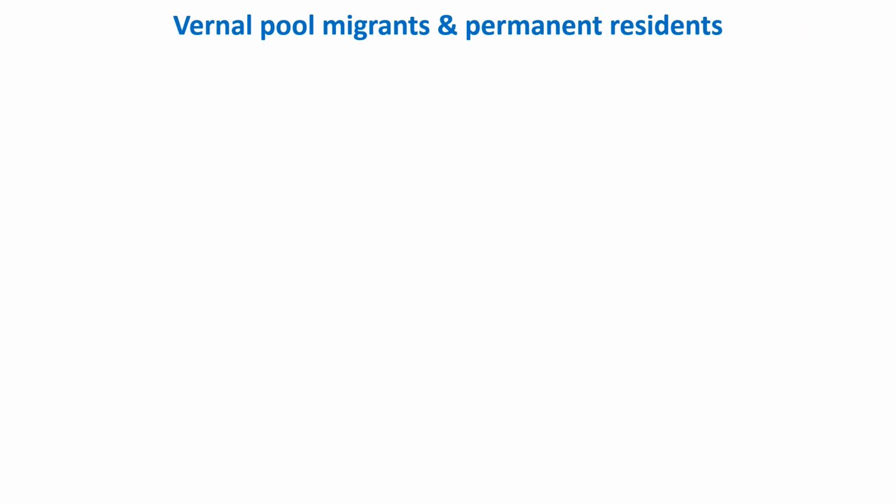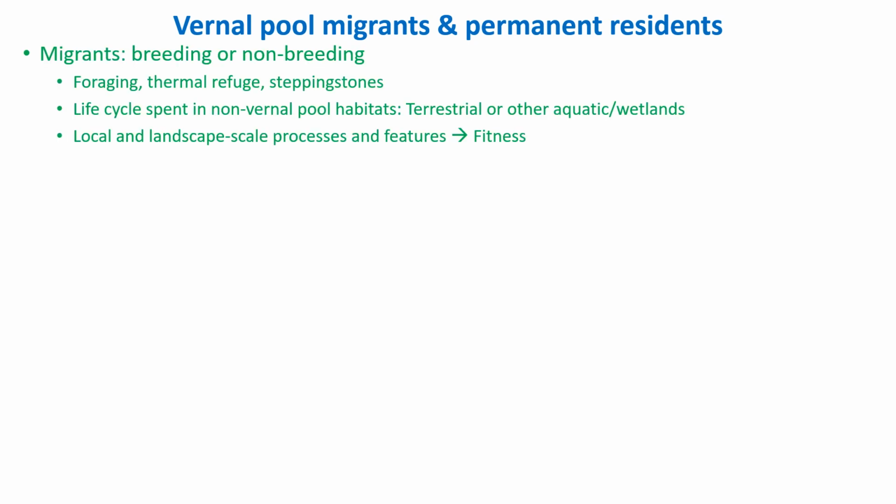Based on the life histories I explained before, you can also divide vernal pool communities into two forms: permanent occupants and migrants. So migrants are the breeders. The migrants could reach or access the vernal pool for breeding purposes or for other life history functions that are not related to breeding directly.